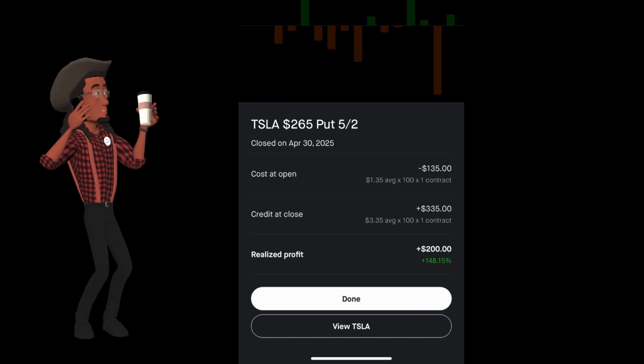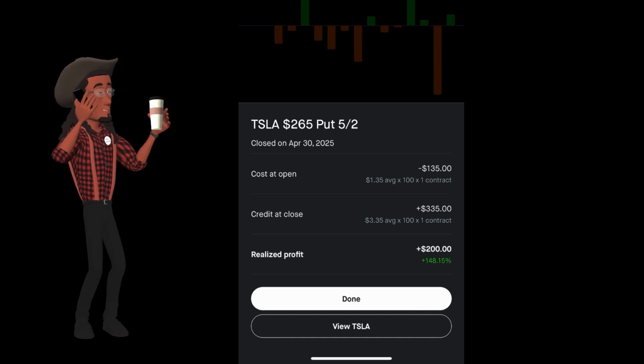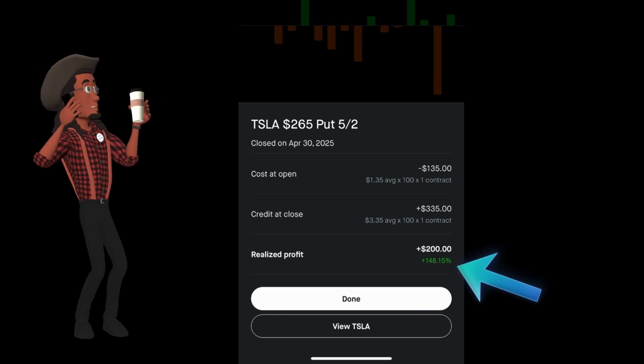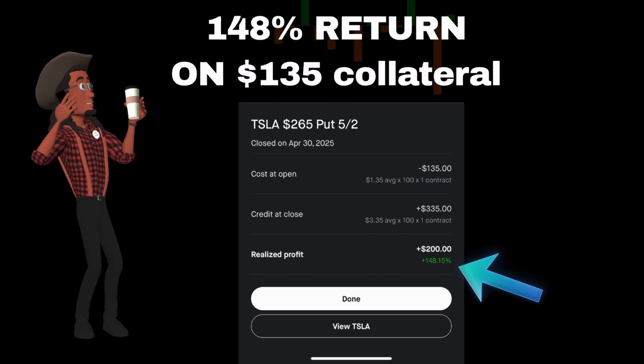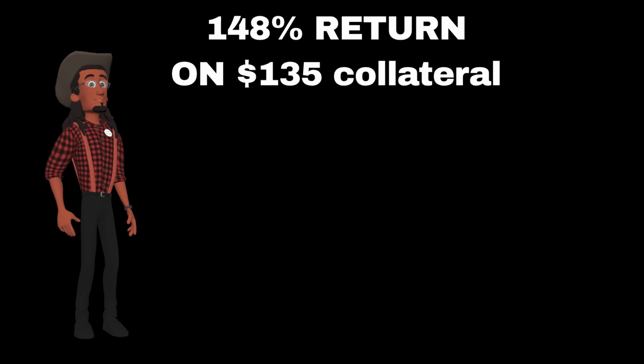All right, yes, so we were able to capture $200 in 5 minutes, 148% return on $135 collateral. That is how you trade the close. Trade the chart. Be smart.